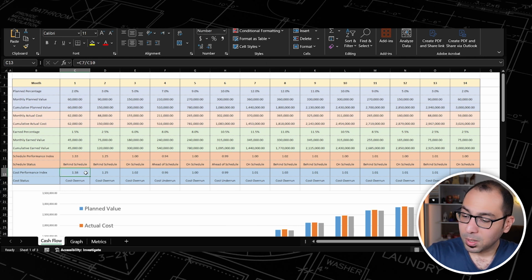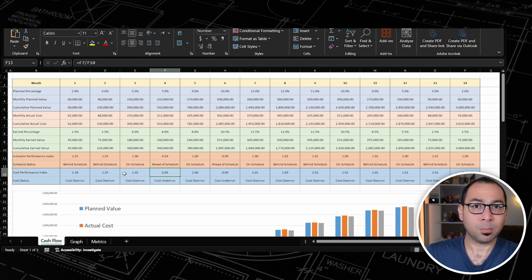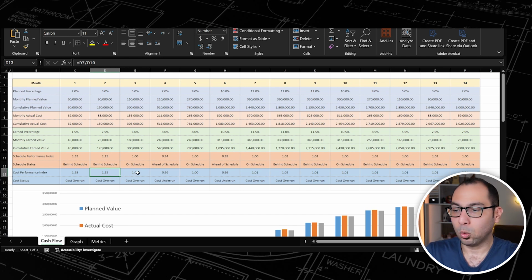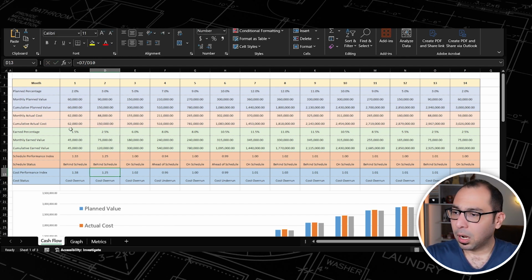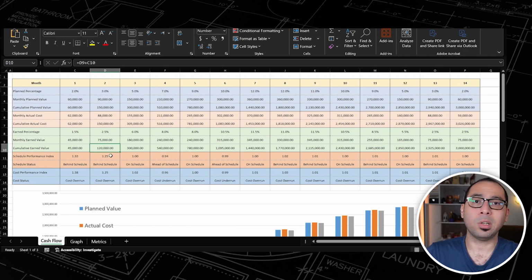So for the Cost Performance Index, you have to keep doing that throughout the project. For example, here in the second month, we have a Cost Performance Index of 1.25. That means again that we are 25% above our budget by the end of month number 2. And why is that? Because our cumulative actual cost is 150 and our earned value is only 120. So I spend 150 to earn 120. And actually my plan was to earn 150 by the end of the second month.